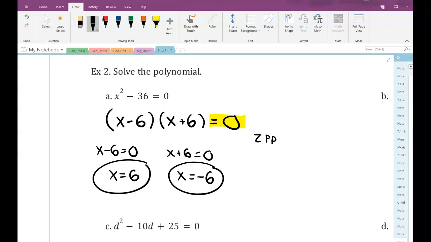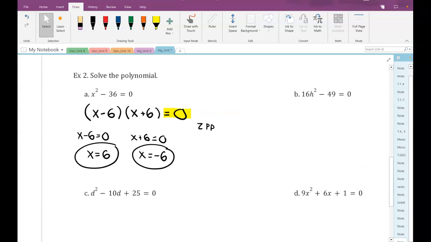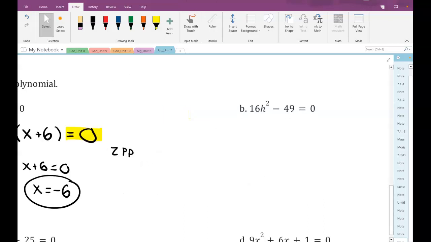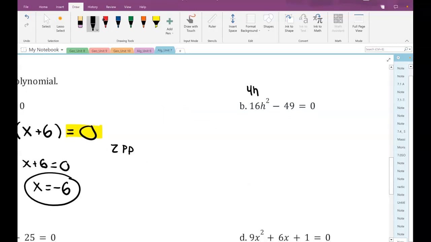We'll try doing the same thing on B. 16, we get by taking 4 times 4. 16 is what we would call a perfect square. And h squared, can we do h times h? So we write 4h times 4h, because that's 16h squared. 49 we can get from doing 7 times 7. So this is 4h minus 7, 4h plus 7 equal to 0.